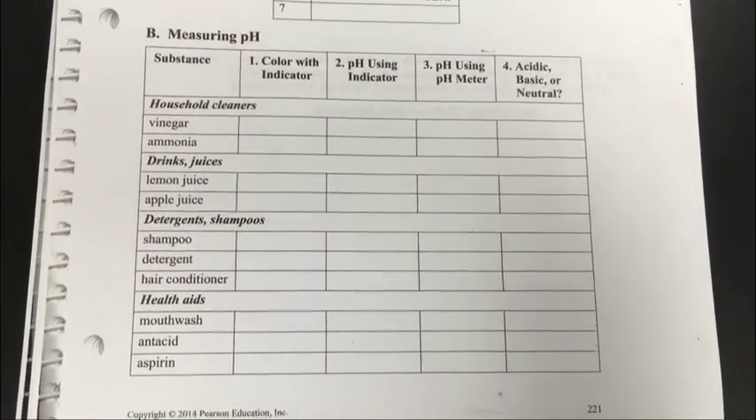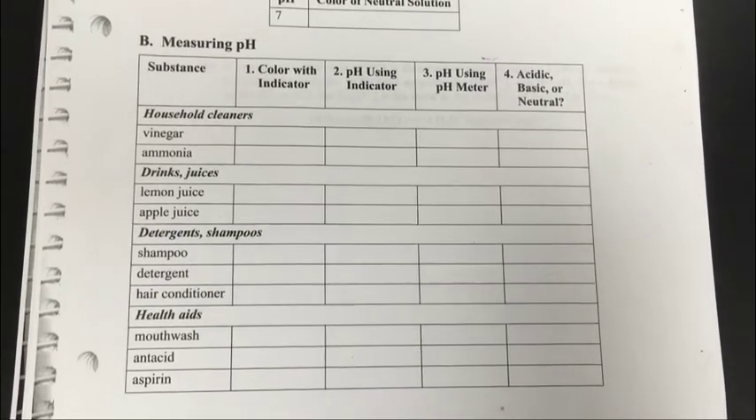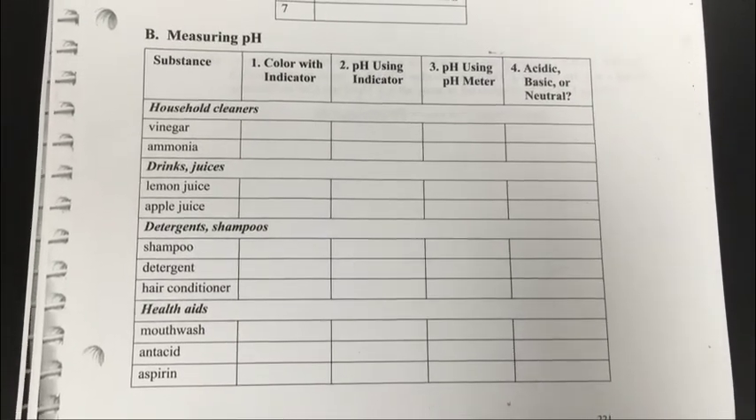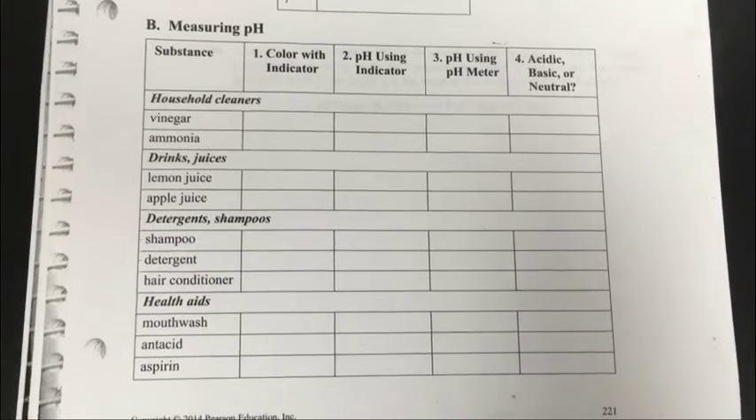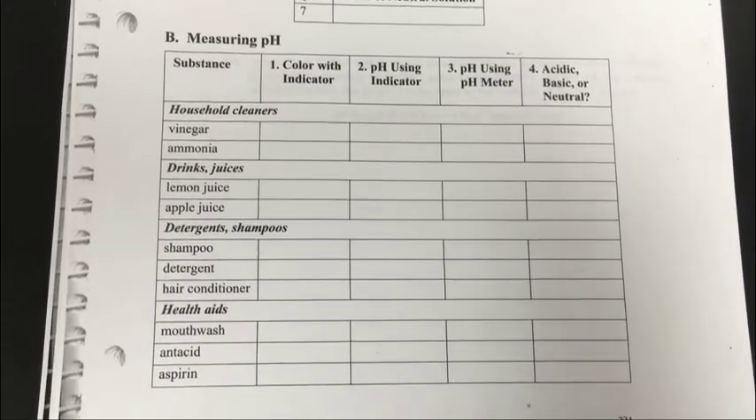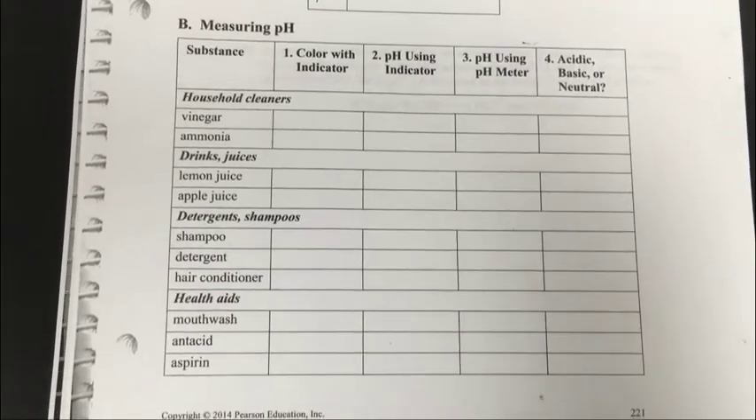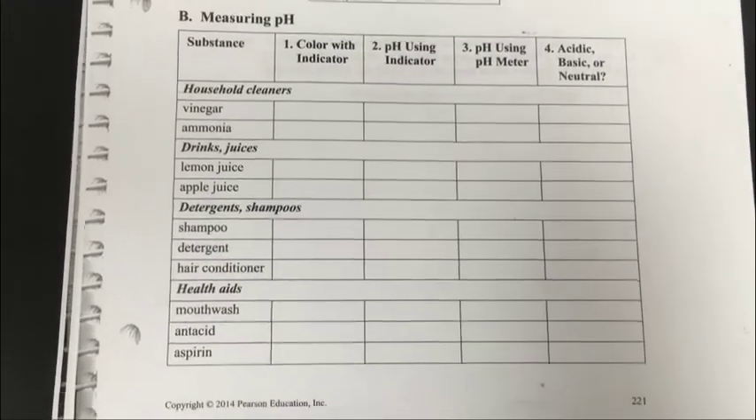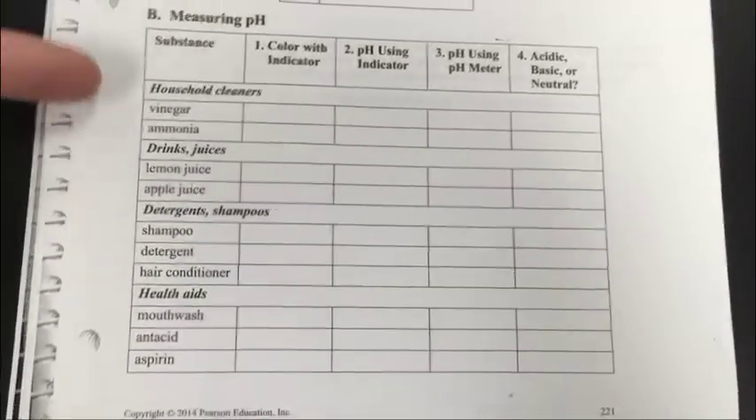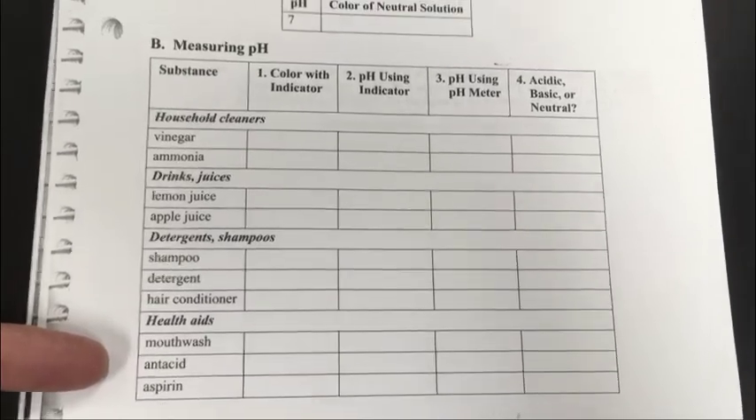So first off, let's just look at what we're going to see for part B. We're going to determine the pH using a couple different techniques, including the red cabbage juice from part A, and then the other one's going to be pH paper, and you'll see that shown in just a few minutes. First off, I just want to go down the list here and show you what I'm looking at in front of me.